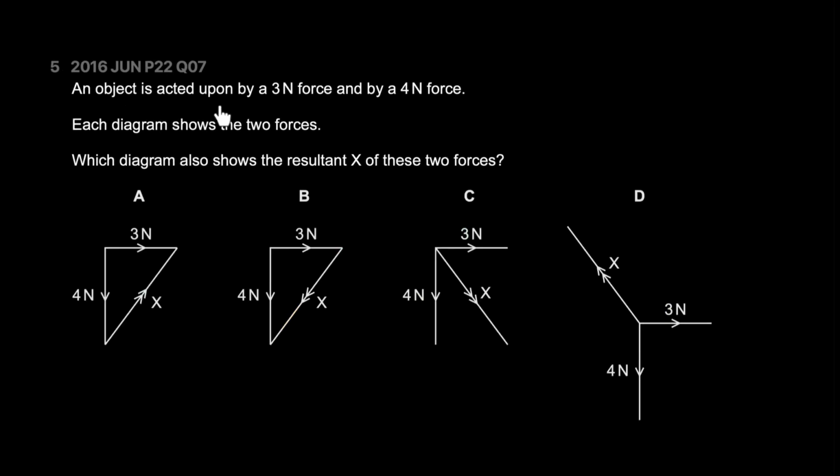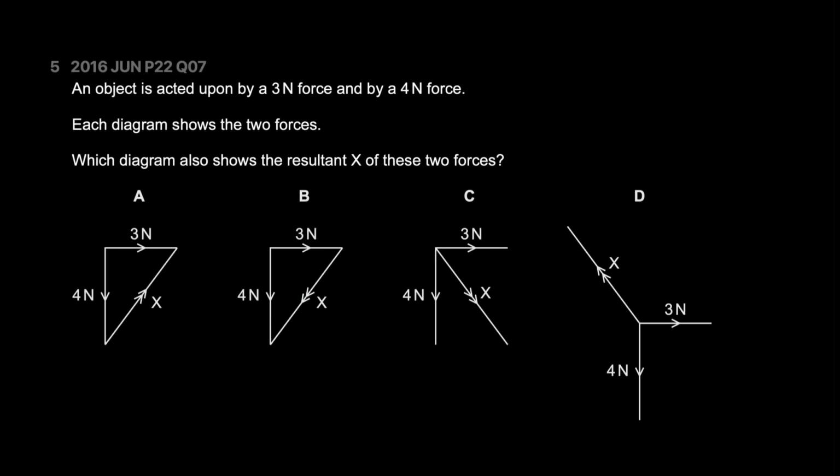An object is acted upon by a 3 Newton force and by a 4 Newton force. Each diagram shows these two forces. So we see that it's 3 and 4, 3 and 4, 3 and 4. They seem to be all perpendicular. Which diagram also shows the resultant of these two forces? Well, how do you figure out the resultant, right?